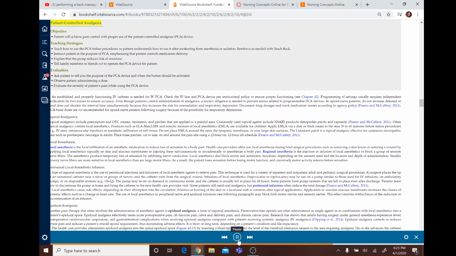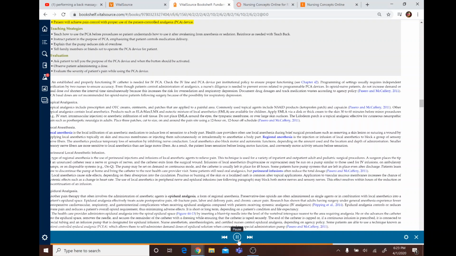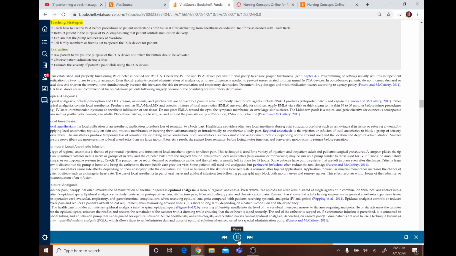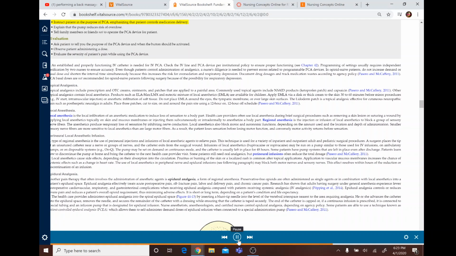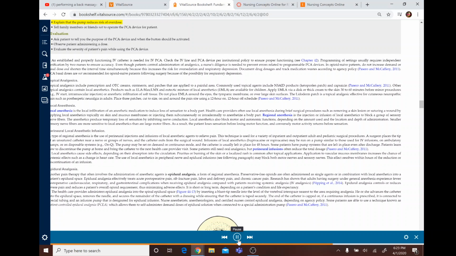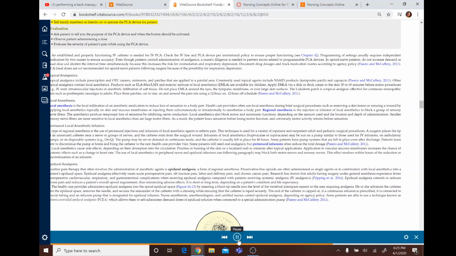Box 44-16. Patient teaching. Patient-controlled analgesia. Objective: Patient will achieve pain control with proper use of the patient-controlled analgesia, PCA, device. Teaching strategies: Teach how to use the PCA before procedures so patient understands how to use it after awakening from anesthesia or sedation. Reinforce as needed with teach-back. Instruct patient in the purpose of PCA, emphasizing that patient controls medication delivery. Explain that the pump reduces risk of overdose. Tell family members or friends not to operate the PCA device for patient.